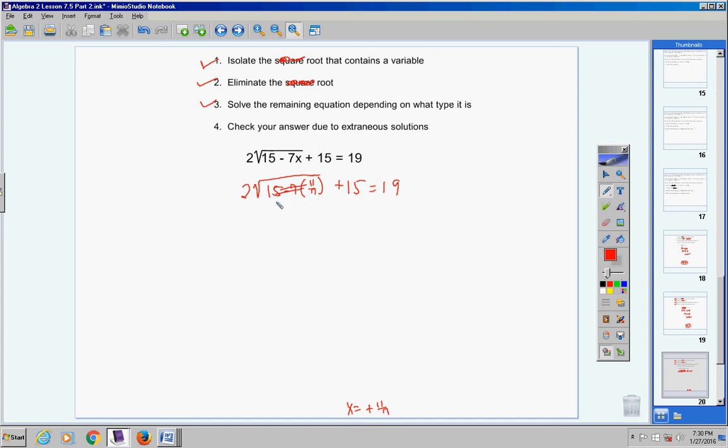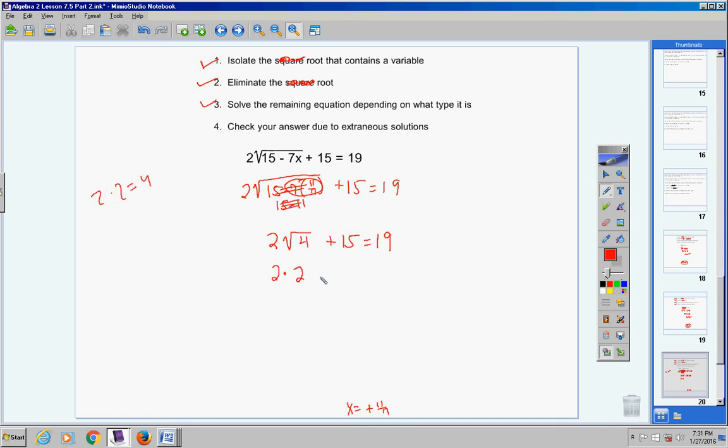So now I have 15 negative 11. This times this gave me negative 11. Now 15 minus 11 is 4. So now I have 2 square root of 4 positive 15 equals 19. Okay? Everybody see that? 15 minus 11 is 4. Now, right here is 2 times the square root of 4. So 2 times, what is the square root of 4? 2. Please don't put the square root of 2. That's not right. The square root of 4 is just 2, because 2 times 2 equals 4.